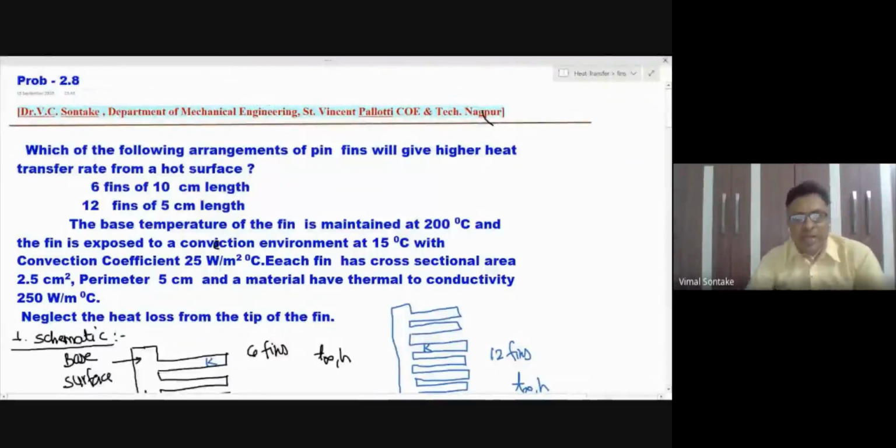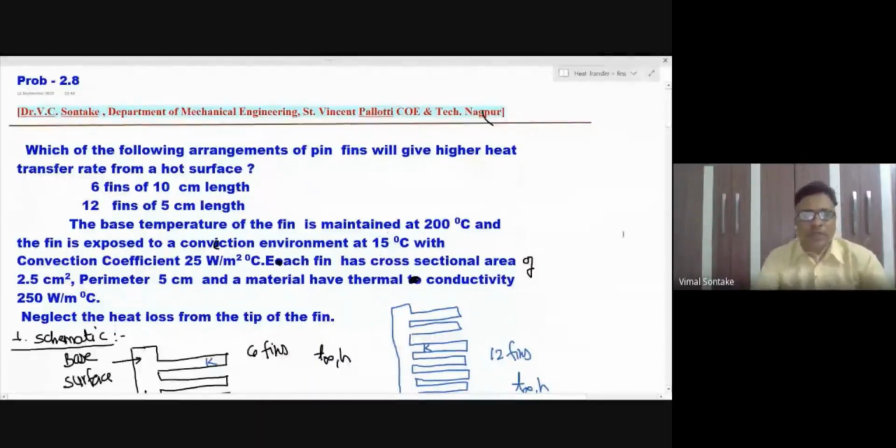Convection environment at 15 degrees Celsius with convection coefficient 25 watt per meter square degrees Celsius. Each fin has cross-sectional area of 2.5 square centimeter, perimeter 5 centimeter, and a material having thermal conductivity 250 watt per meter degree Celsius. Neglect the heat loss from the tip of the fin.